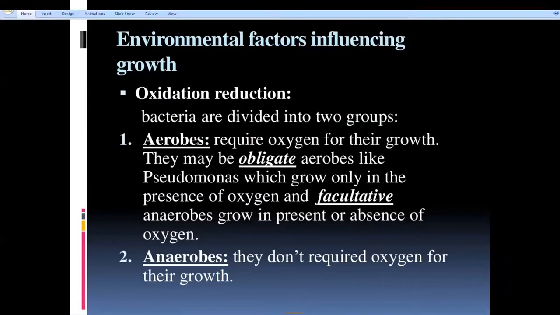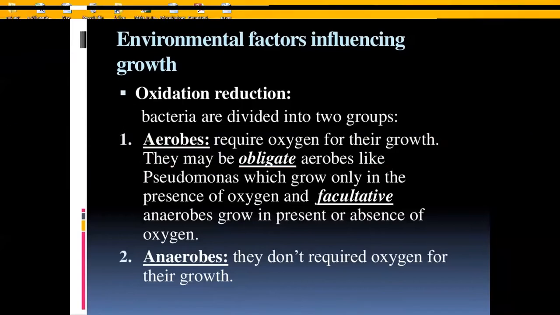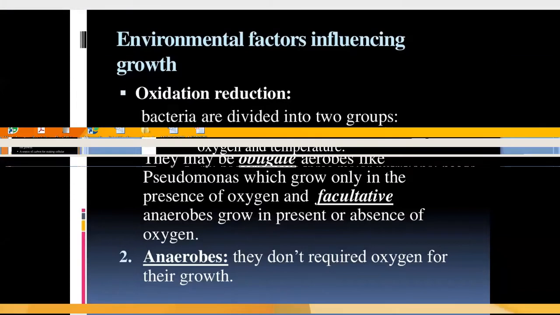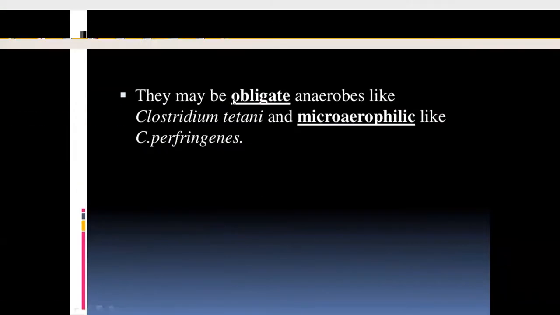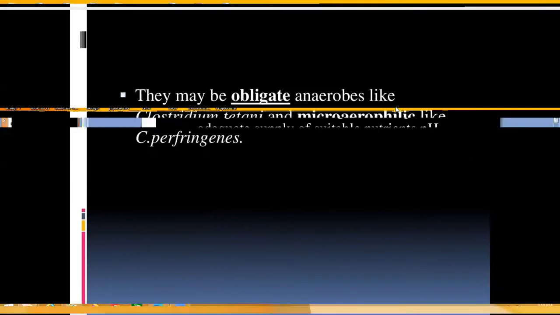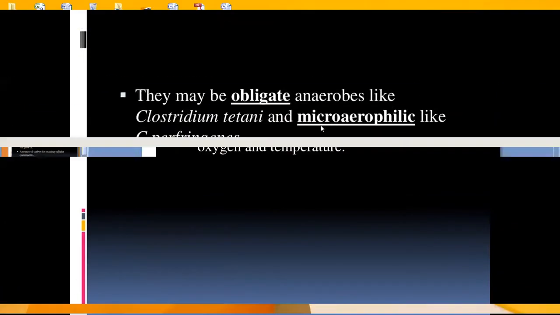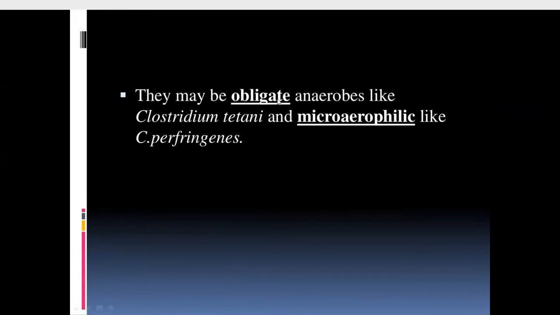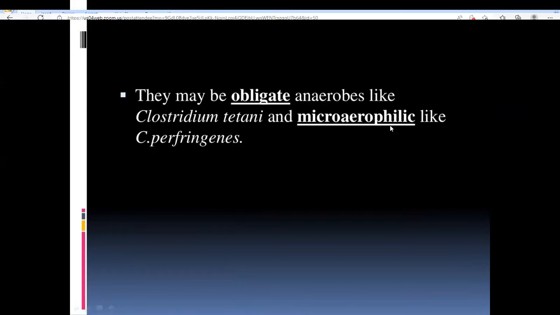Facultative means it can grow in the presence or absence of oxygen. If you give oxygen, it will grow. If you do not give oxygen, it can still grow. Such organisms are called facultative anaerobes. Anaerobes do not require oxygen for their growth, and these can be obligate as well as microaerophilic. Obligate again means compulsory: these cells do not like oxygen, and if you give oxygen, they will die. Microaerophilic means a very small amount of oxygen is required. An example is Clostridium perfringens.